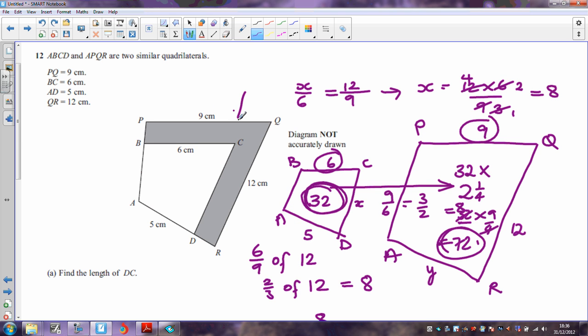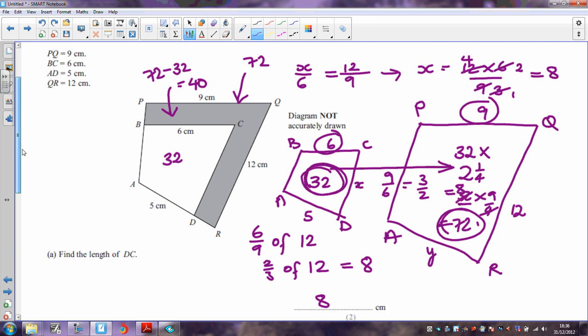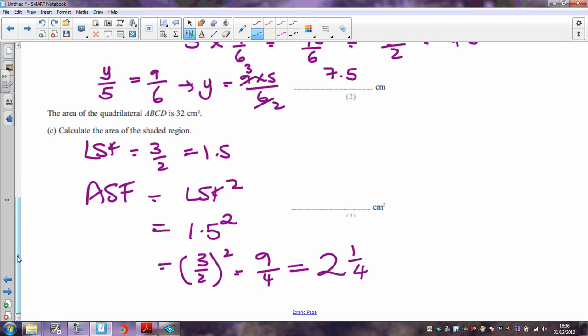Now, that means that the area of this big outside quadrilateral is 72, and that's all of this. The area of this bit, just this bit alone, is 32, which means that the area of this part here must be 72, take away 32. In other words, 40 square centimeters. So that shaded area is actually 40 square centimeters.